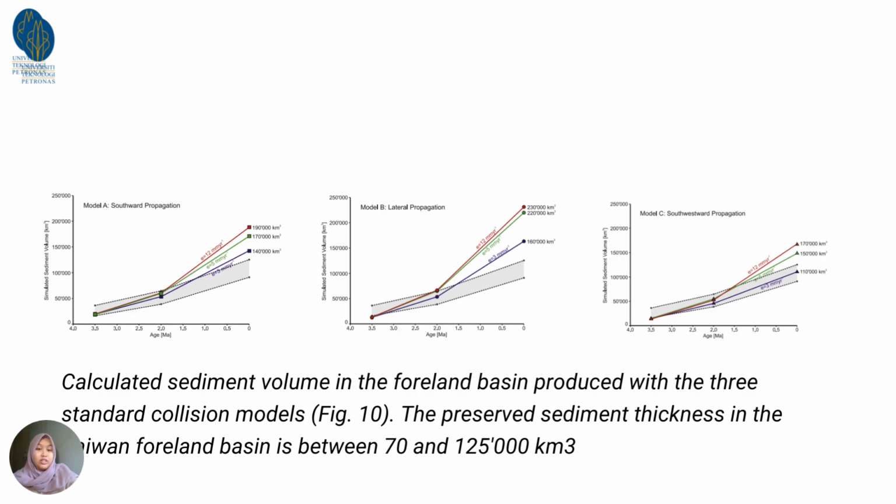and the preserved sediment thickness in the Taiwan foreland basin is between 70 to 125,000 per kilometer cube.